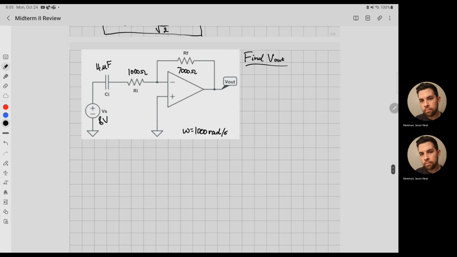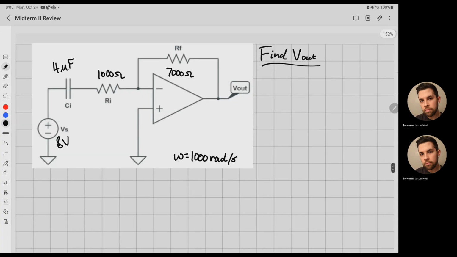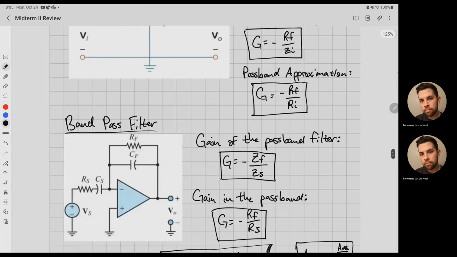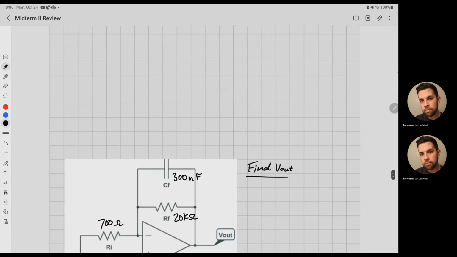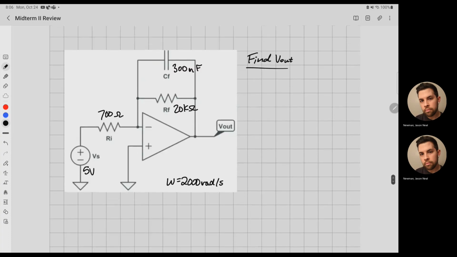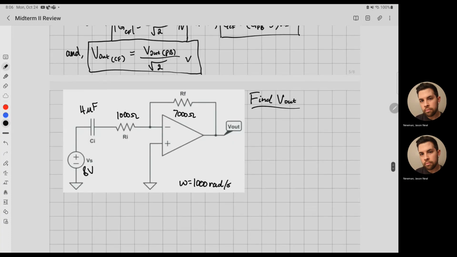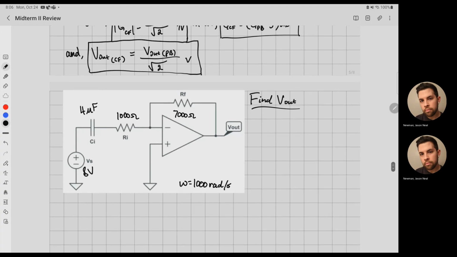So let's see, this one is a high pass filter because we have the capacitor right here and we have the source right here and we're going right into the negative terminal. So we go back here. Oh, wait, no, this one went too far. So this one is a high pass filter. And these are our values that were given to us in this problem. It gave us the radians as well. And we need to find V out.